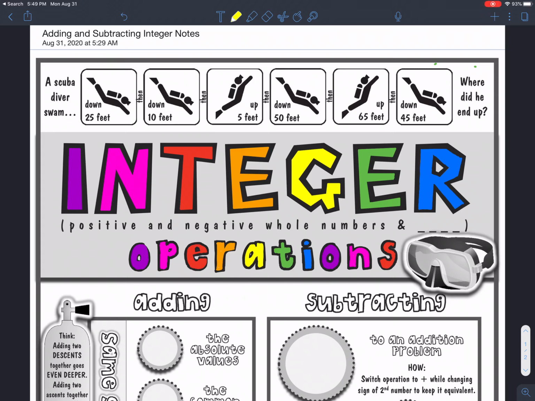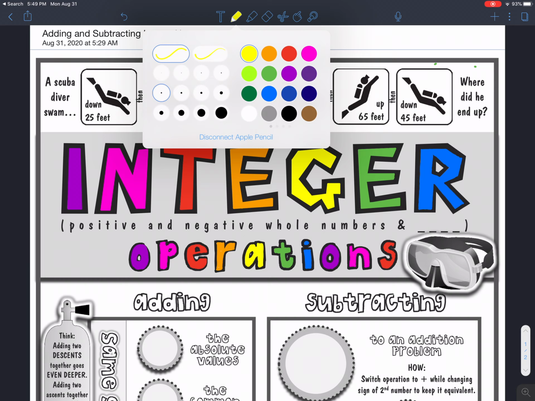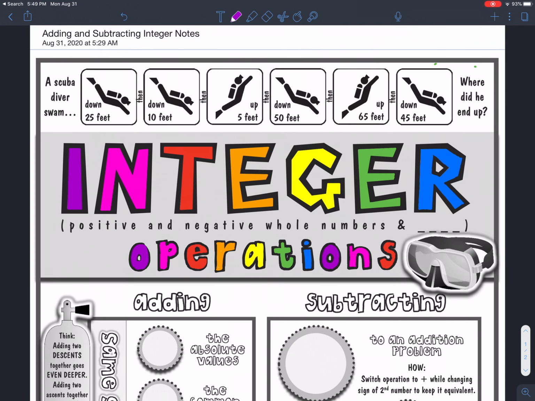We are talking about the integer rules today. So these are our quick shortcut rules for adding and subtracting integers. So let's start first up at the top, where we're talking about our scuba diver here. This is something we have dealt with in the past when we talked about up and down, meaning positive and negative.